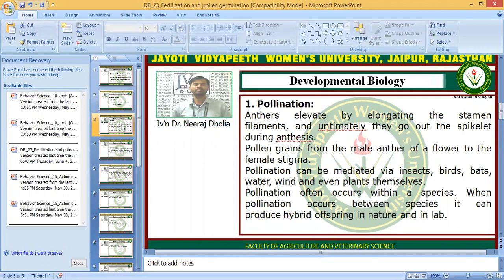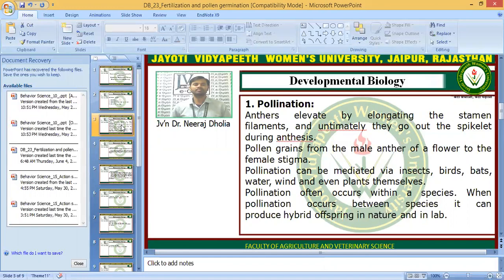In the pollination process, the pollen grains from the male anther of the flower reach the female stigma. During this process, the anthers elevate by elongating the stamen filaments, and ultimately they go out and dehisce during anthesis. So pollination means the transfer of pollen grains to the stigma of the female. This process can be mediated by various agents like insects, birds, water, wind, humans, and even the plants themselves.